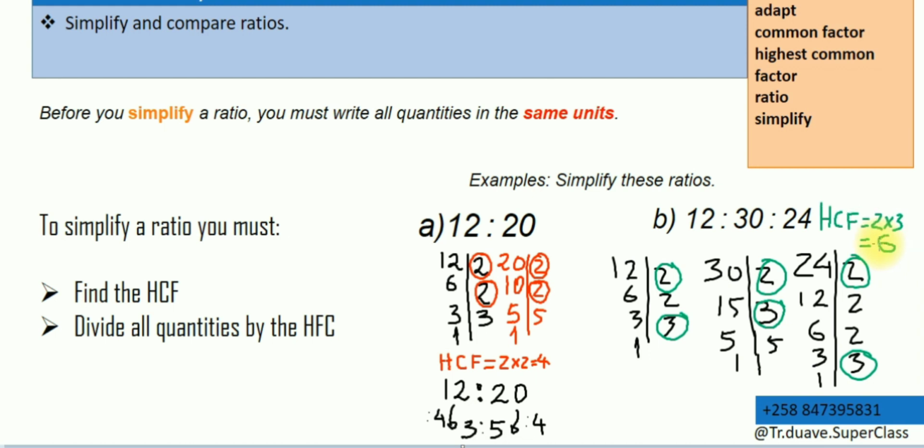Now we write down the ratio and we divide it by 6. 12 to 30 to 24. Dividing it by 6. So the result is 2 colon 5 colon 4. And that's it.